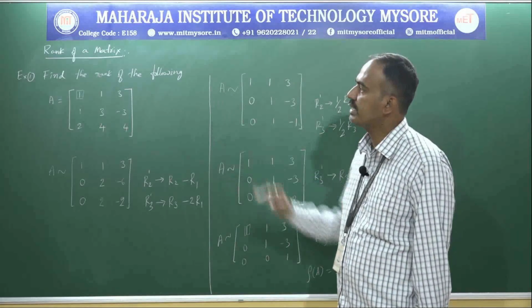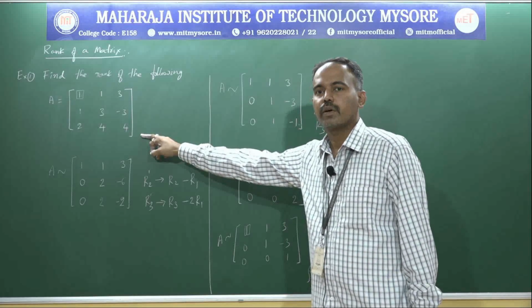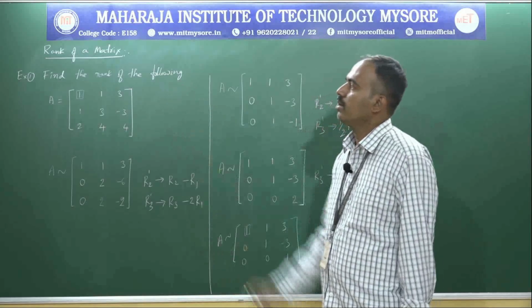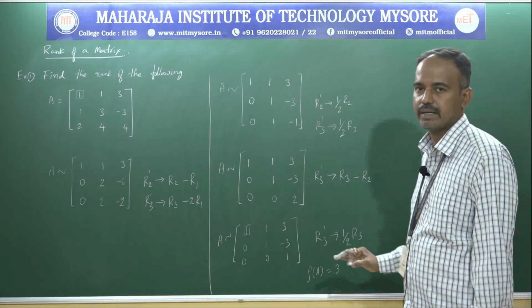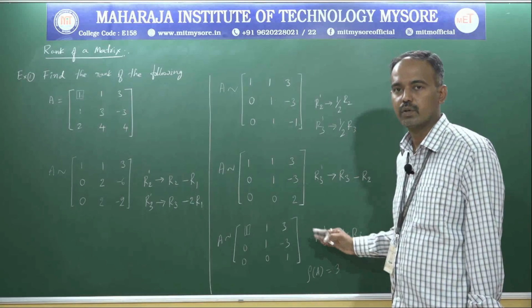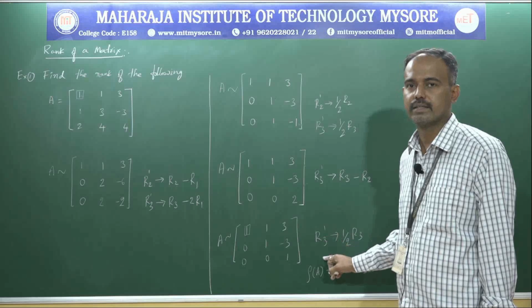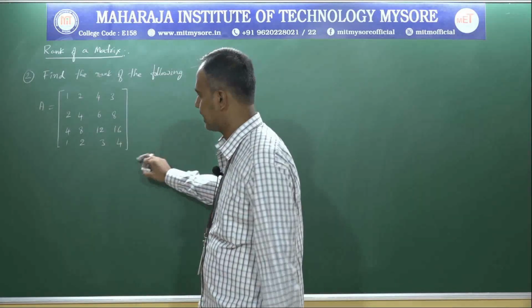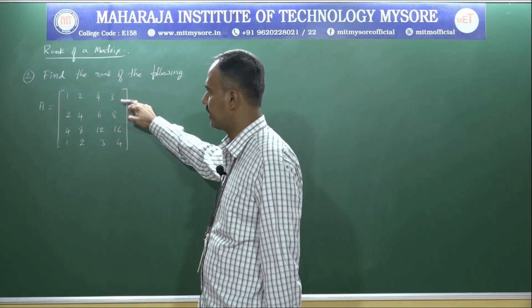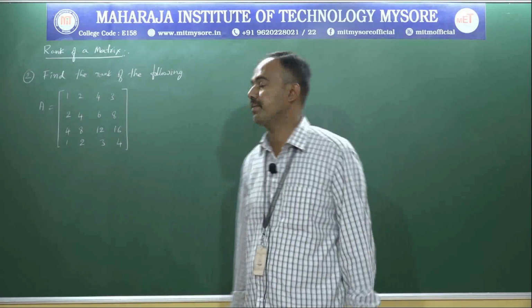Especially in the topic of the rank of a matrix, the examples are given in such a way that matrices are given and we have to find the rank by applying row transformations. That is the important thing here. Next example, second one: find the rank of the following. The matrix A is given, with the first row elements, second row, third row, and also the fourth row elements.